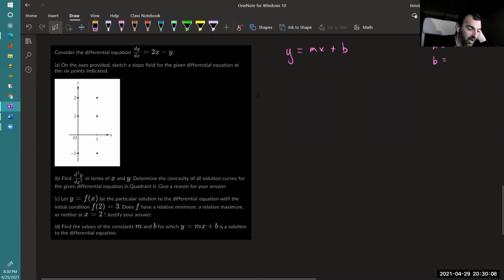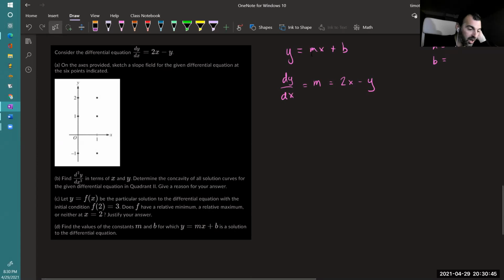Well, they're giving me this. So I'm going to take the derivative of this and write it down. dy/dx is simply just m. That's funny. So dy/dx is actually just m. But dy/dx is also equal to 2x minus y. That's right. So this is what I'm looking at.